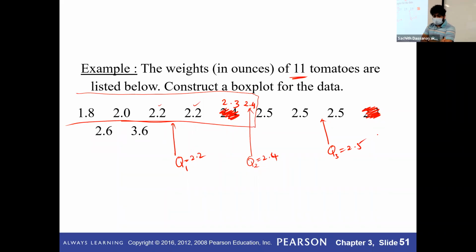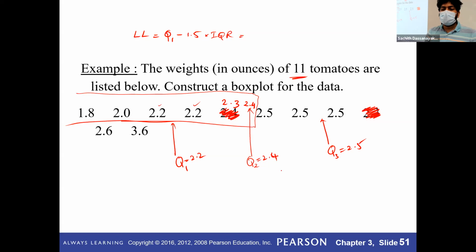Now, second step, you have to find the upper limit and lower limit. How do we find that? Lower limit equals Q1 minus 1.5 times IQR. What is IQR? Q3 minus Q1. I'll use LL to mean lower limit: Q1 minus 1.5 times IQR.